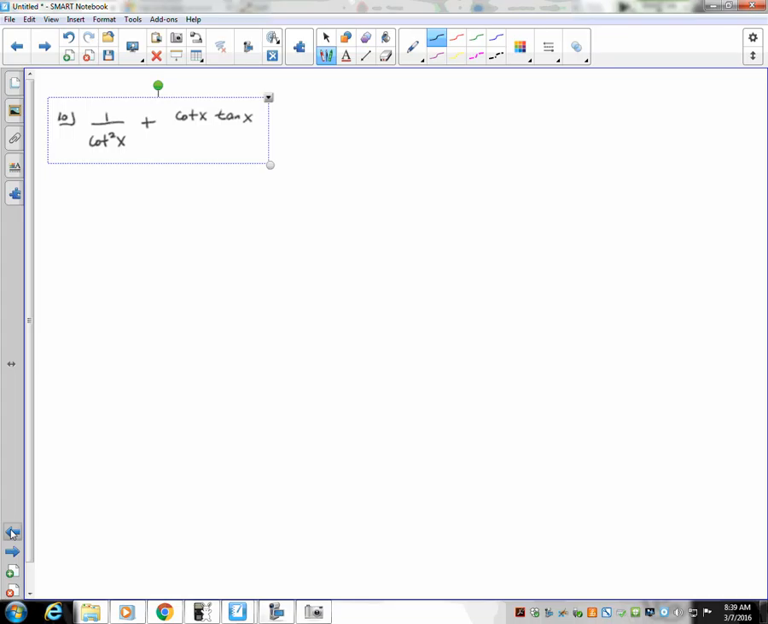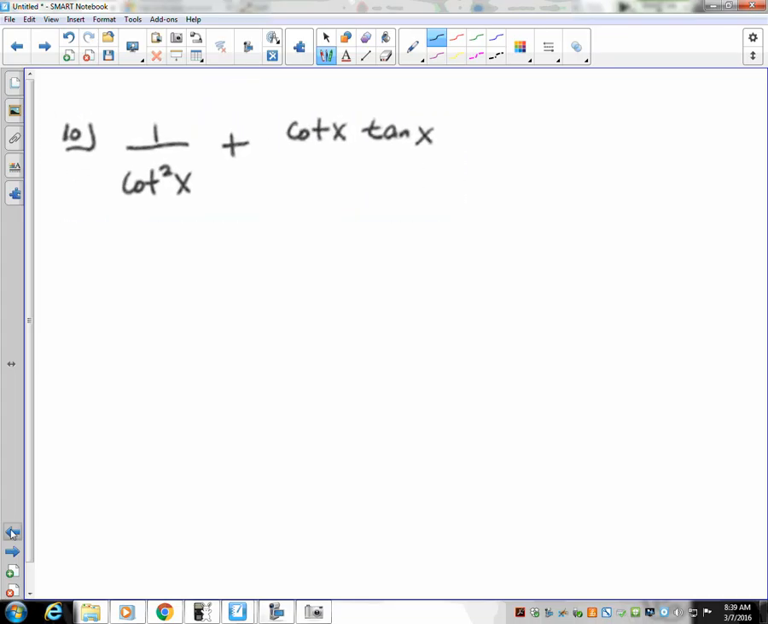Okay, now number 10, we have to simplify this. So we're going to use our strategies here of changing everything to sine and cosine, our Pythagorean identities, our reciprocal identities, finding a common denominator, and factoring. So let's notice here that first off, 1 over cotangent squared. Now probably you could change everything to sine and cosine here, but I'm going to use a reciprocal identity. 1 over cotangent squared would just be tangent squared. So that would probably be the easiest thing to do right there.